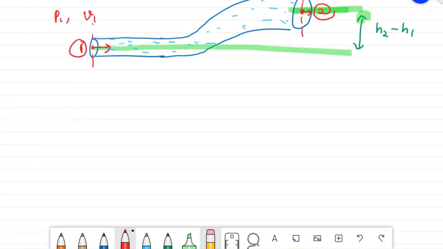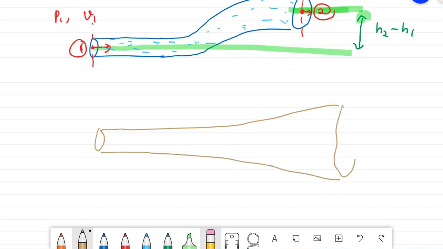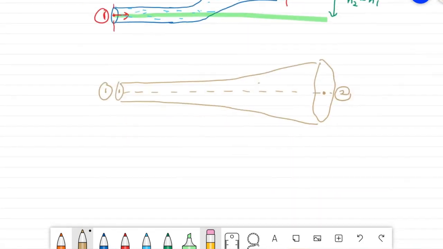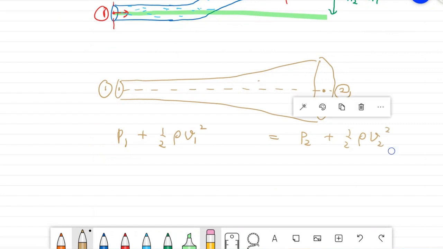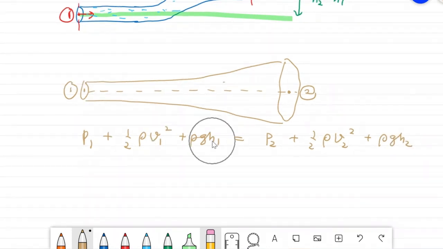It is possible you will have a pipe something like this, a horizontal pipe. This one is point 1, here is point 2. In this case, when applying the Bernoulli equation, I will have P1 plus half rho V1 squared equal to P2 plus half rho V2 squared. The original Bernoulli equation also has plus rho g h1 and plus rho g h2, but H1 and H2 are equal, so you can cancel them off. That's why you only have P1 plus half rho V1 squared equal to P2 plus half rho V2 squared.